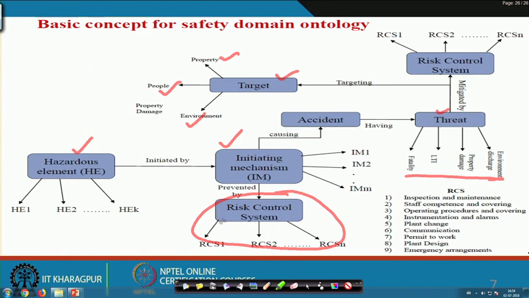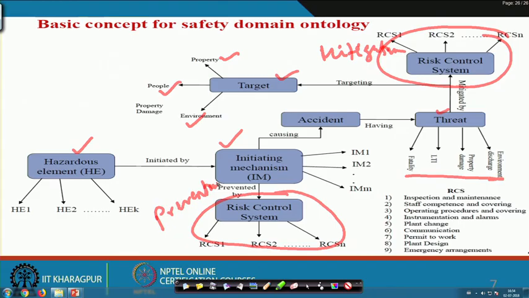These risk controls are the preventive risk control system, and once an accident takes place, there is the concept of mitigation. So, mitigation. This is prevention.